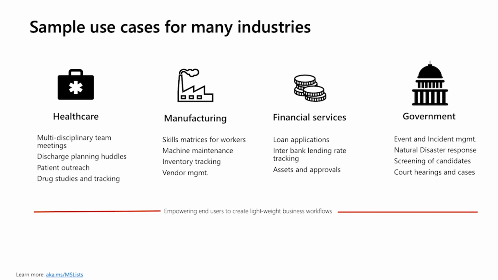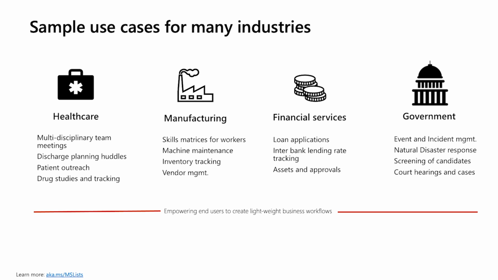In the government space, we work with several agencies that were using lists or want to use lists to track incidents and events. We worked with emergency agencies and disaster response agencies that track natural disasters and the steps that are needed to be performed to circumvent a disaster and to respond to a disaster using lists.